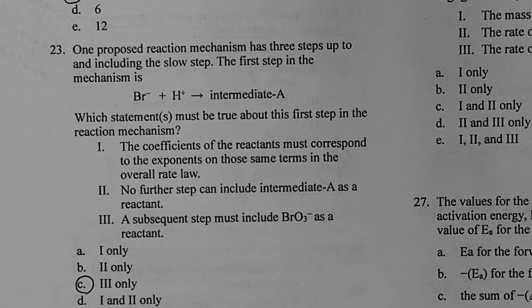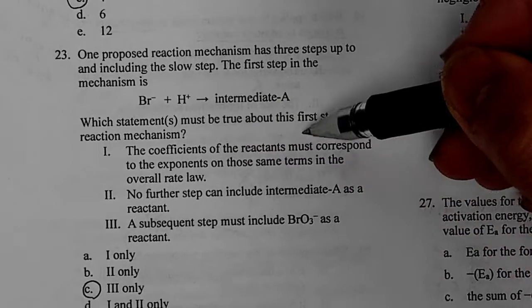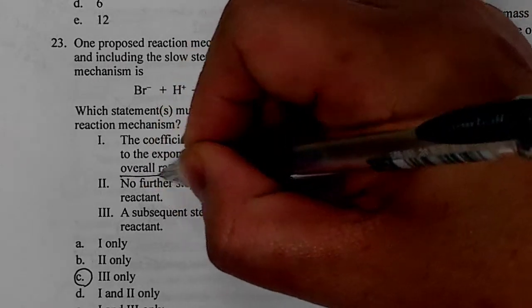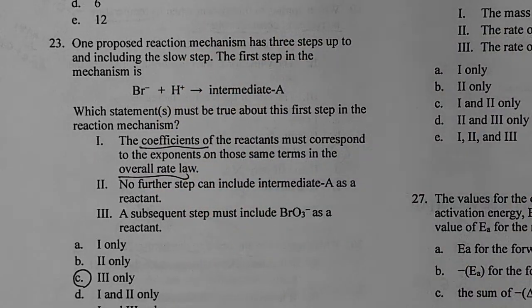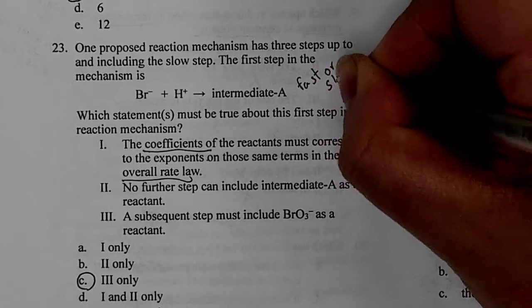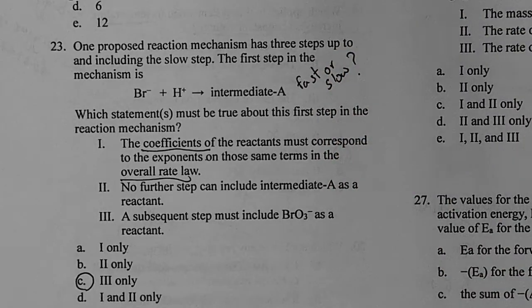Okay, let's take a look. Which statements must be true about this first step in the reaction mechanism? When I see a coefficient, I just automatically think it's wrong. Okay, it's not automatically wrong, but it is wrong here because the coefficient of the rate must correspond to the exponent on those same terms in the overall rate law. Did we know if this is fast or slow?